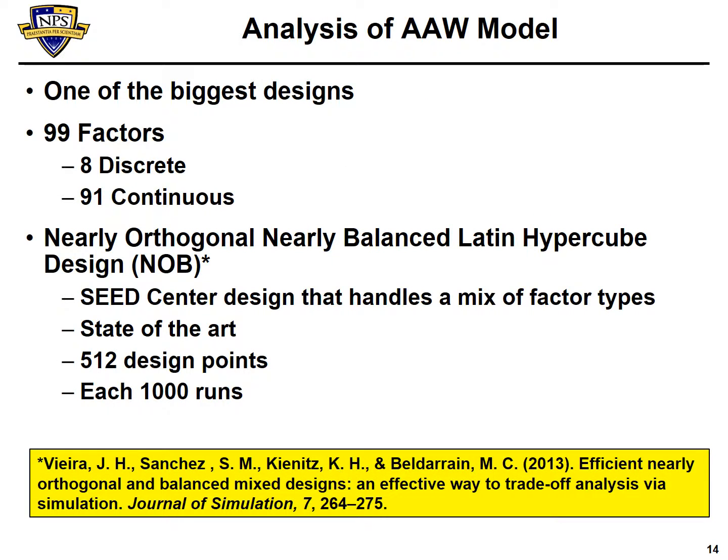The AAW analysis model included 99 factors with 8 discrete and 91 continuous ones. This design had pairwise correlation of 3.56%, and this led to 5012 design points. I made 1000 runs for each design point to reach an acceptable level of standard deviation for the survival of HVU. This led to a total of approximately 1.5 million simulated naval battles.